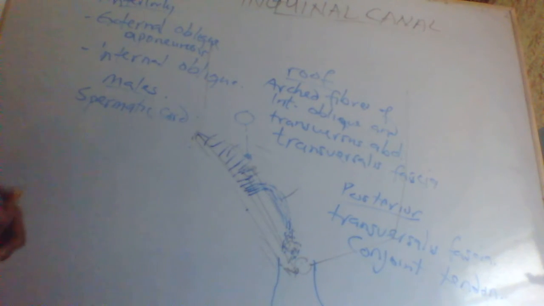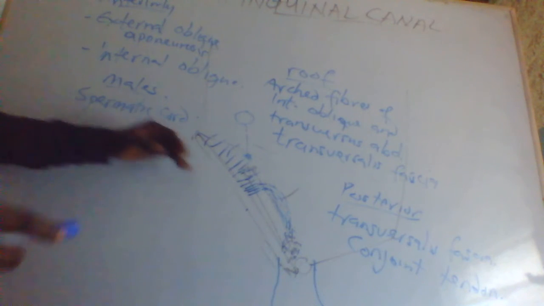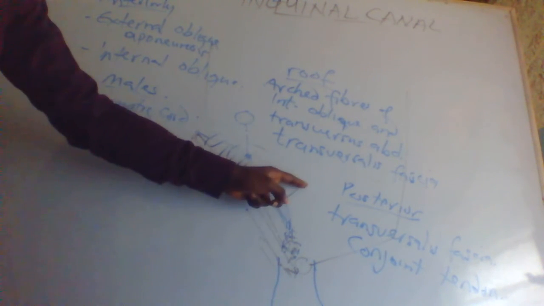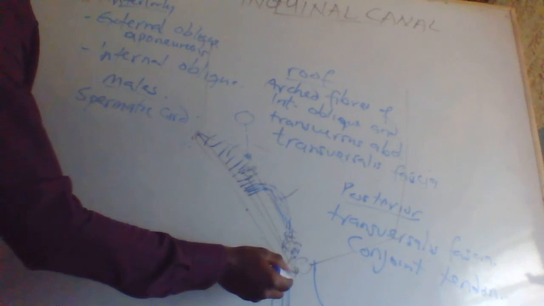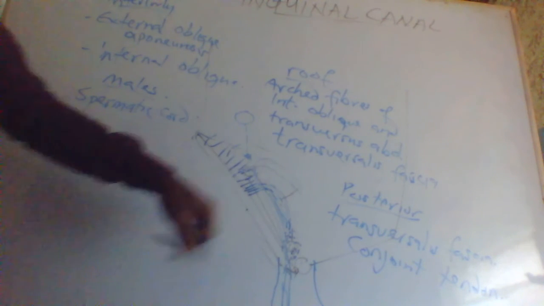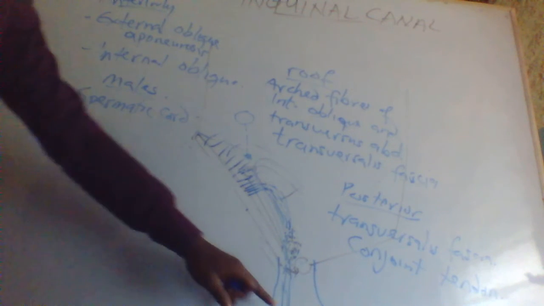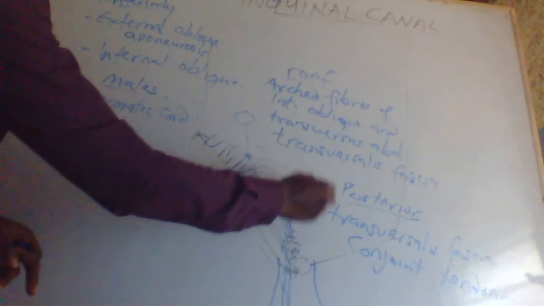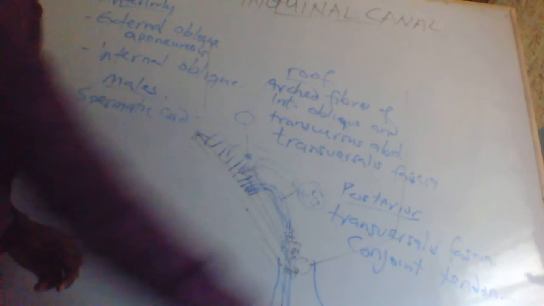Now, the testis comes with the spermatic cord, because even though the testis is inside the scrotum, it still has to communicate with structures in there. So this spermatic cord contains certain structures which help the testis communicate with other structures inside the pelvis. When sperms are produced and you want to ejaculate, the sperms have to pass through the vas deferens and enter into the pelvis, so that the prostate gland will produce fluids to nourish the sperms before ejaculation happens.